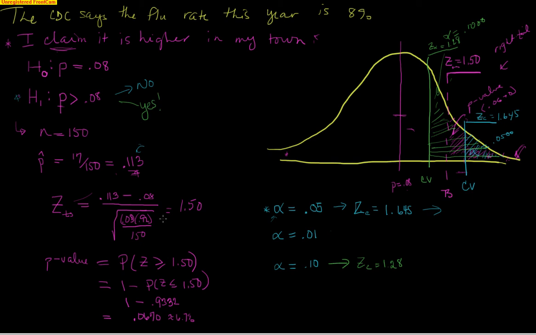So it's all how much level of significance you are willing to accept. All right. So what does that mean? It means if we're willing to have a significance level at 10%, we can claim that the rate of flu is higher in my town than 8%, but only to a 10% significance level. At a 5% significance level, we cannot make that claim.